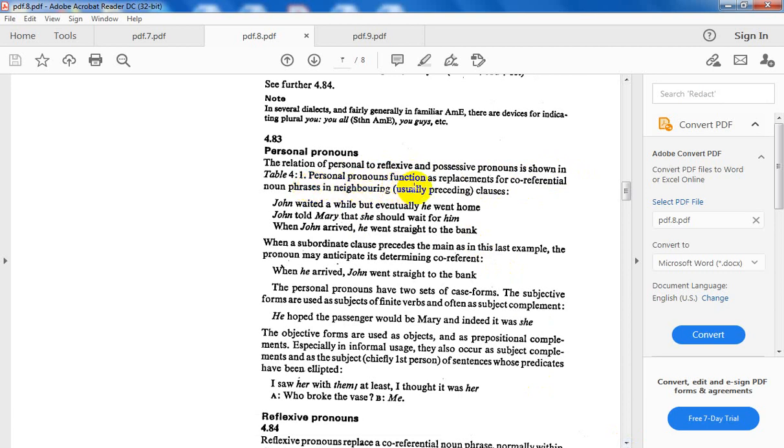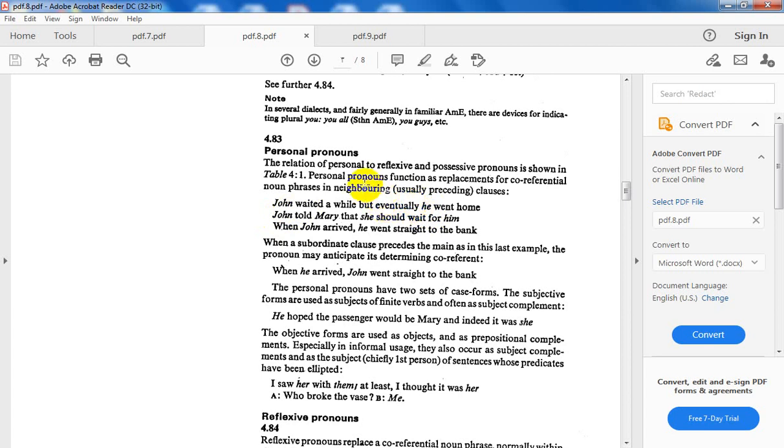Personal pronouns function. What is the function of the personal pronoun? It is a replacement for co-referential noun phrases in a neighboring or usually preceding clause. This is called anaphoric reference. What does co-referential mean? I have the noun in the sentence, phrase or clause, then I have the pronoun referring to the noun. That is what co-referential means.